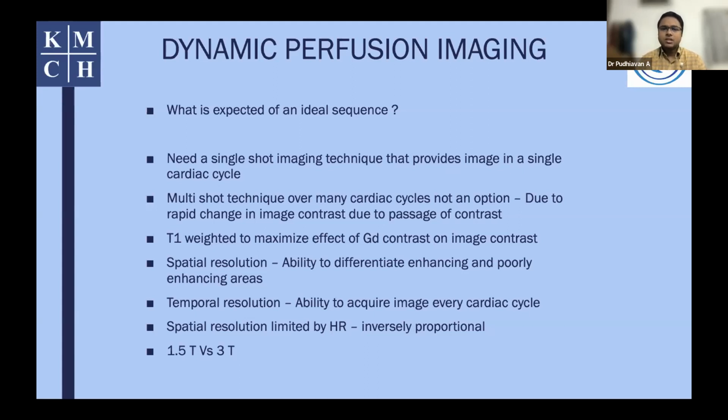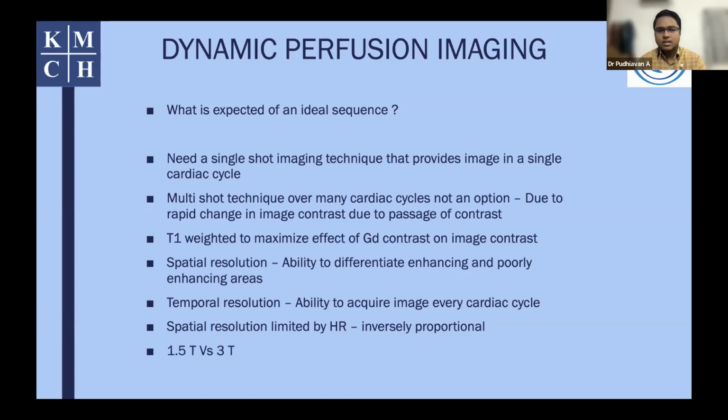Second, we'll need to use a sequence that has very good T1 weightage. This is to maximize the effect of gadolinium contrast on the image contrast. Gadolinium has T1 shortening properties, so to utilize that, we need a sequence that has very good T1 weightage.